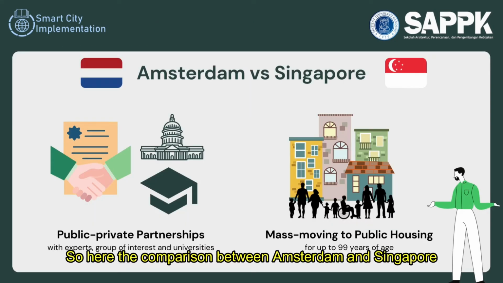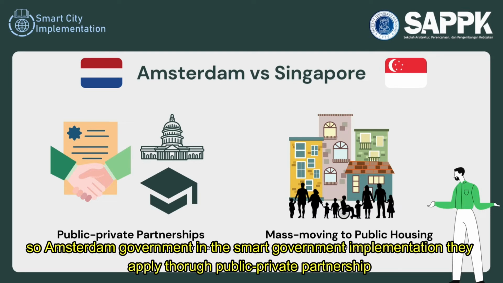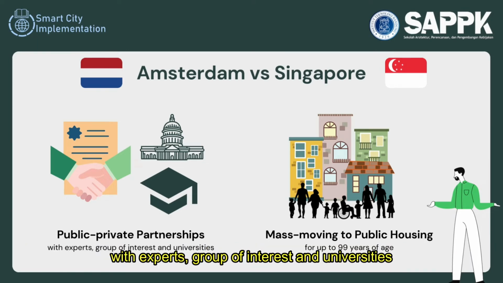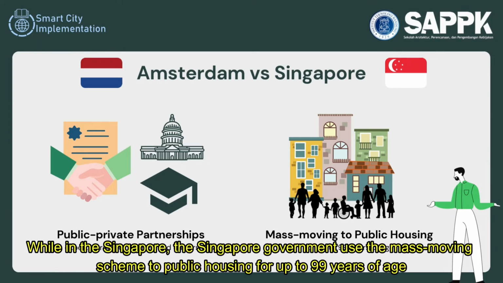So here's the comparison between Amsterdam and Singapore. The Amsterdam government, in the smart government implementation, applied public-private partnerships with expert groups of interest and even universities, while the Singaporean government used the mass moving scheme to public housing for up to 99 years of age.